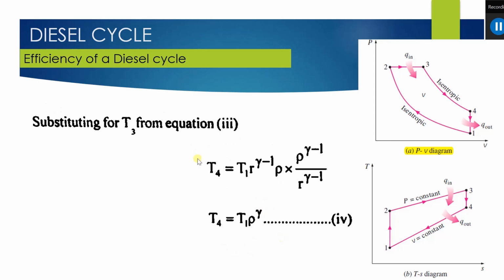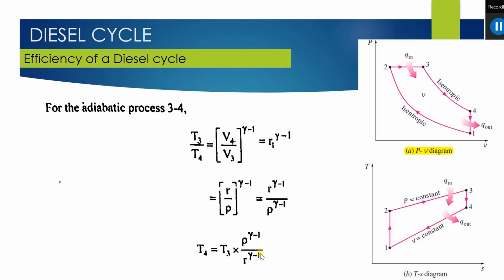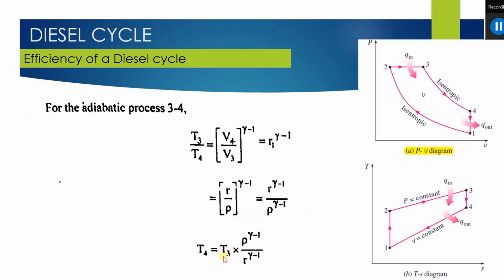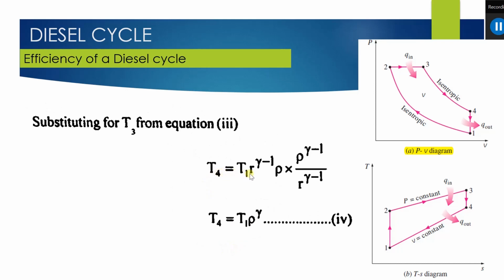So substitute the value of T3 from equation 3. Here T3 is equal to T1 r raised to gamma minus 1 into rho. We get T4 is equal to T1 r raised to gamma minus 1 into rho into rho raised to gamma minus 1 divided by r raised to gamma minus 1. Because r raised to gamma minus 1 and r raised to gamma minus 1 cancel each other, and also rho and rho raised to gamma minus 1 combine, we get rho raised to gamma only. So we will get T4 is equal to T1 into rho raised to gamma, and name it as equation 4.